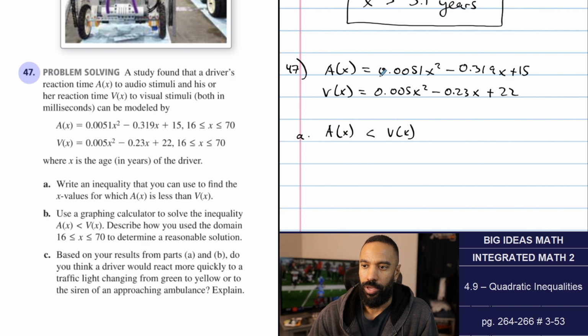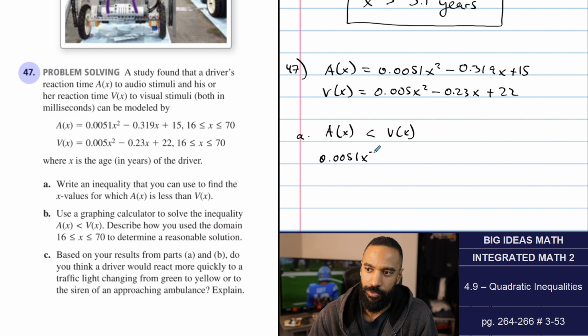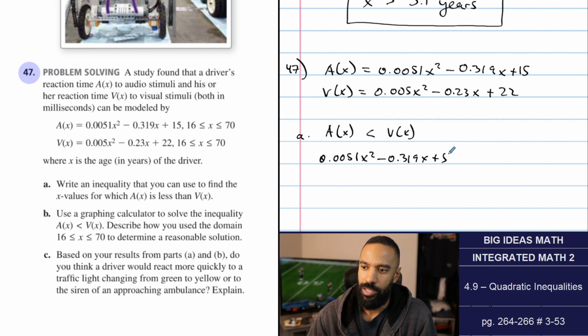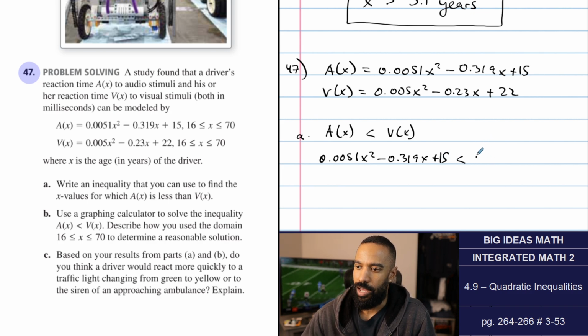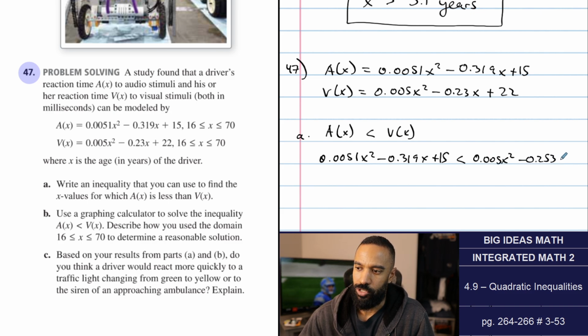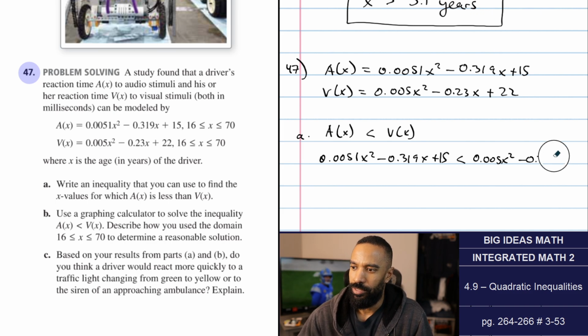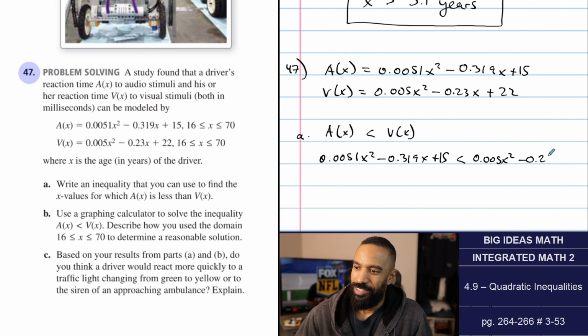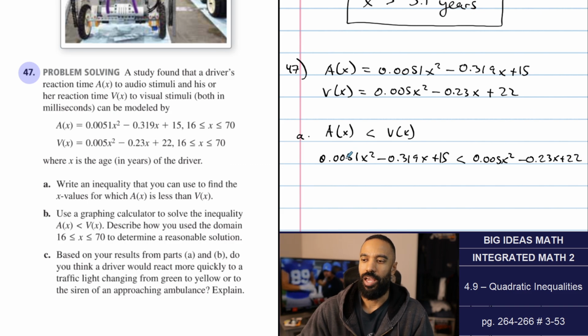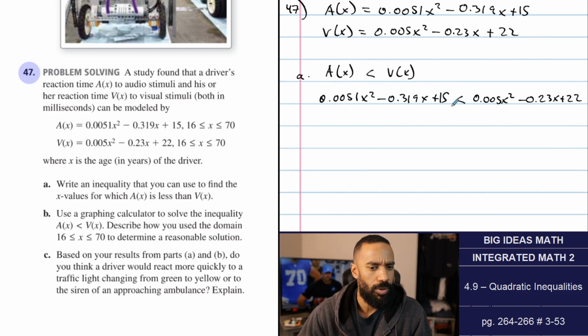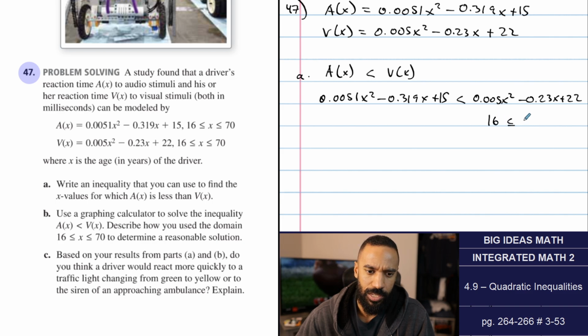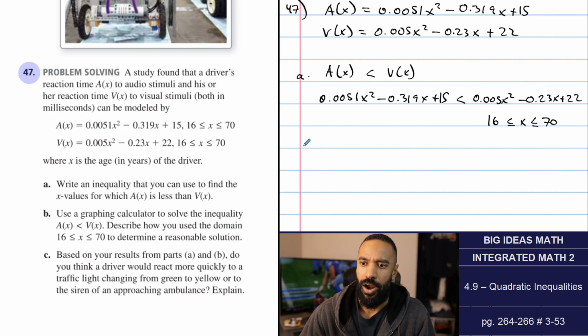So part A. We're just going to do this. 0.0051x squared minus 0.319x plus 15 is less than 0.005x squared minus... I don't think we have to simplify this or set it equal to anything. I'm telling you, I am rusty. Keeping that same domain, right? So what was the domain? This probably has to be in the answer. 16 is less than or equal to x less than or equal to 70. All right, there's part A.